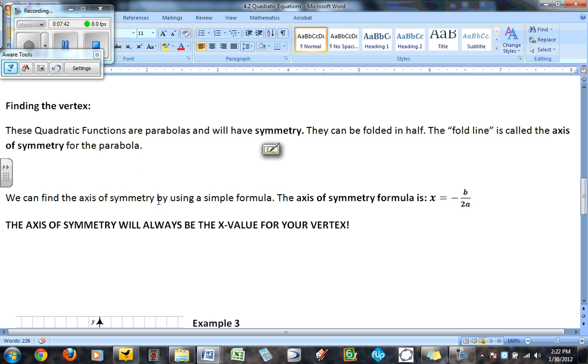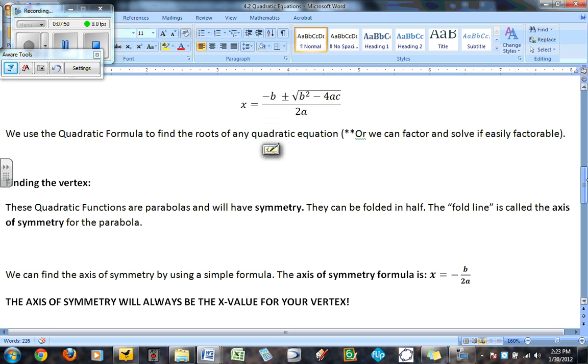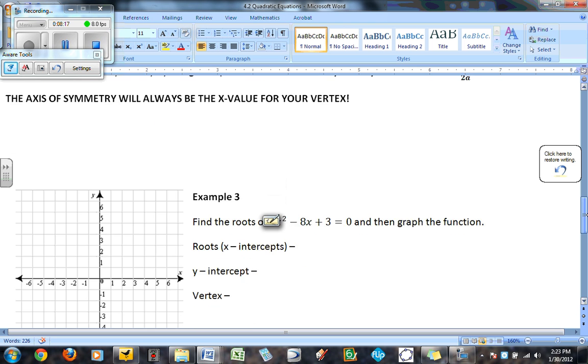And it's very easy to find the axis of symmetry. It looks very similar to our quadratic formula right here, negative b plus or minus square root of b squared minus 4ac over 2a, except it just takes out the square root part. And this right here will tell us exactly where the axis of symmetry is. And then we can go ahead and graph that thing easily. Also, in big, bold, capital letters, you might want to write this down: the axis of symmetry will always be the x value for your vertex. So we can always find the vertex of our graph, making it easier to graph as well. This section is all about finding all those things and graphing.